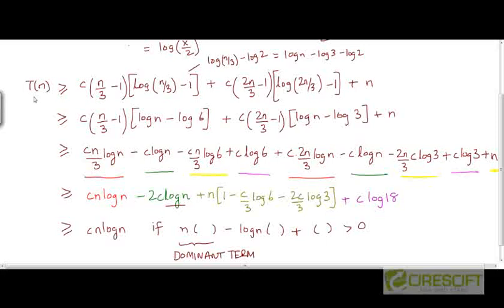So what we get is T of n is greater than or equal to this expression. Now we want to prove that T of n is greater than or equal to Cn log n. We have a Cn log n term as a result of opening up all these terms. Now we get a Cn log n over here.